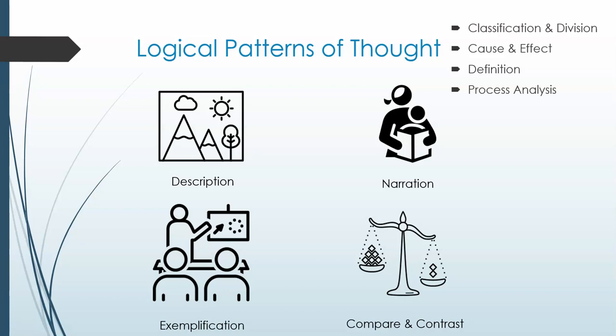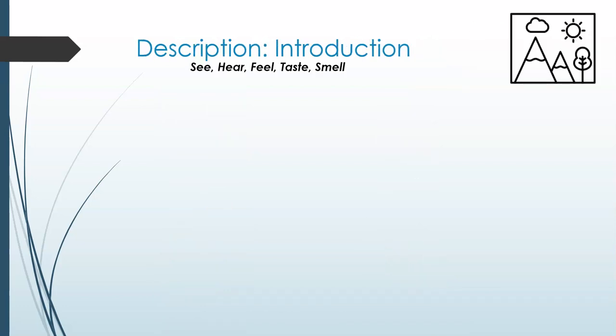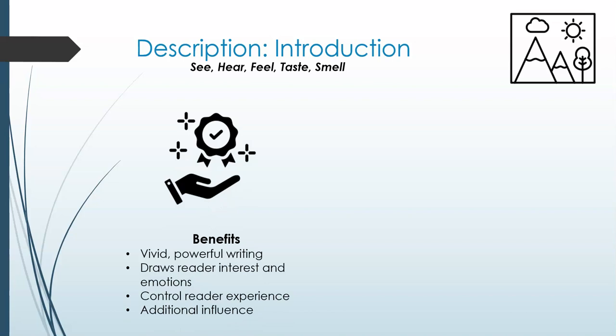Without any further ado, let's begin with the first pattern, description. Description is using words to create a mental image and is a pattern often used in conjunction with others. Helping your reader create a mental image can lend power to your writing by making it more lifelike and vivid, by drawing the reader in and engaging their interest and emotions, and by influencing the reader's perception of the object being described.